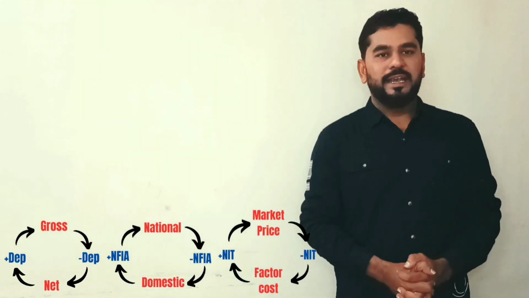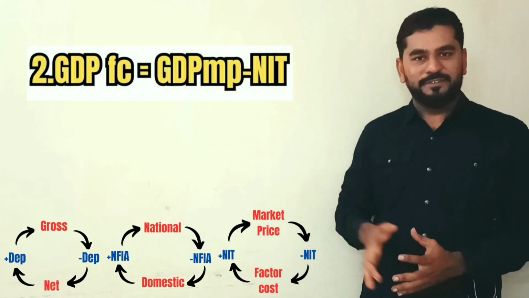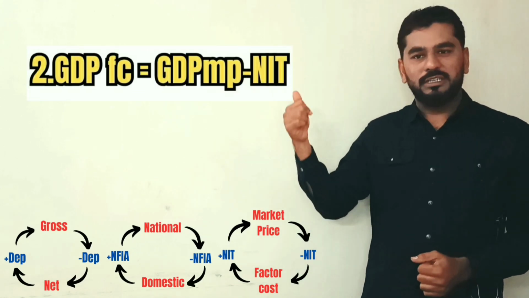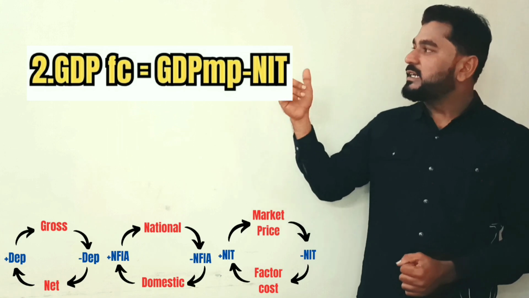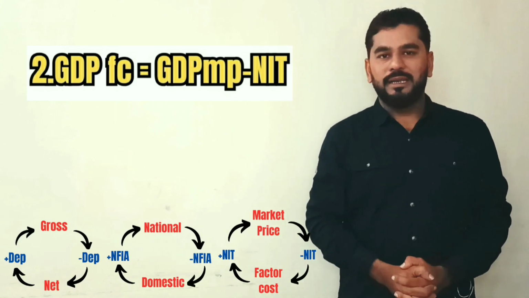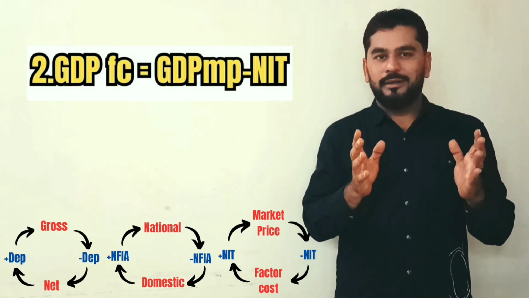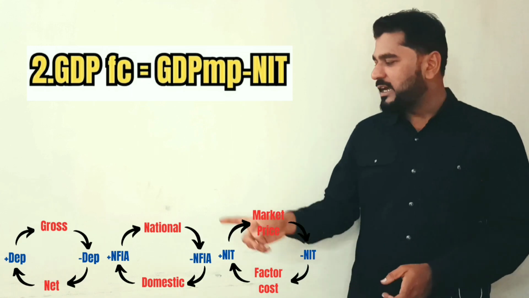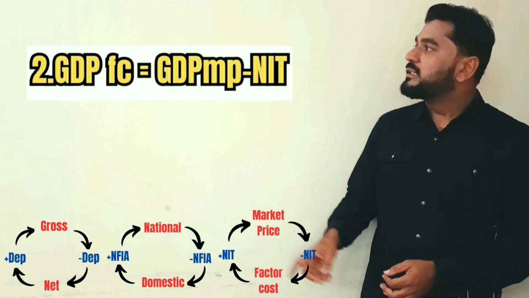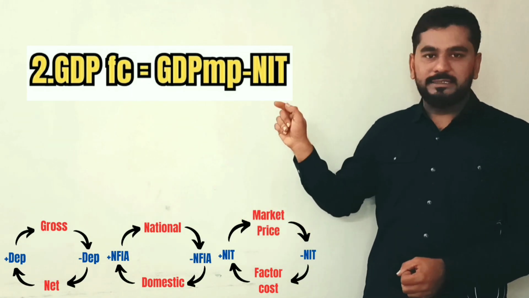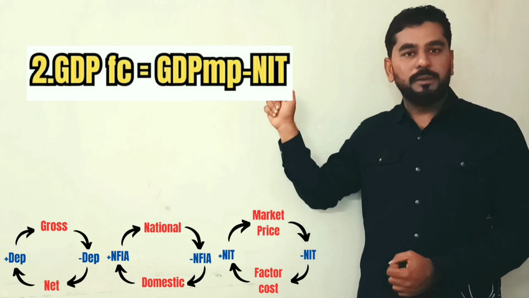Okay. The formula to find the second parameter, NDPFC. First I'll take into account GDPMP. So in GDPMP, what I need to minus or what I need to add, technically we need to derive this formula with the help of these technical parameters. So GDPFC, to find this formula, I've taken into account GDPMP.